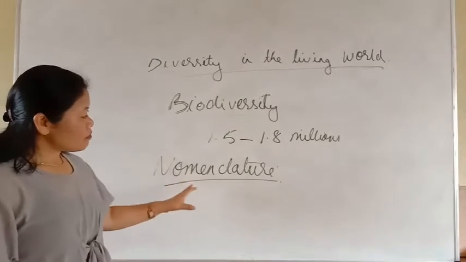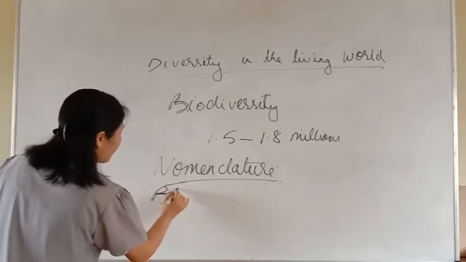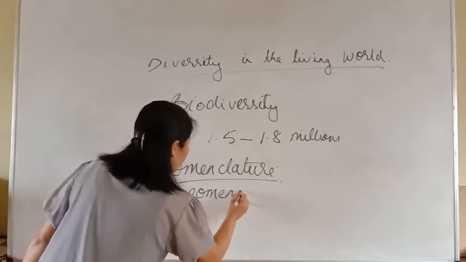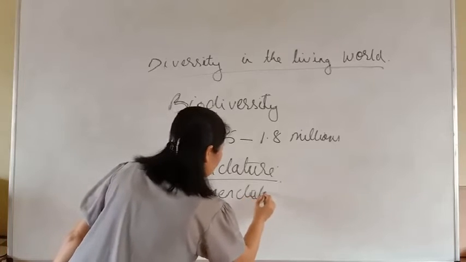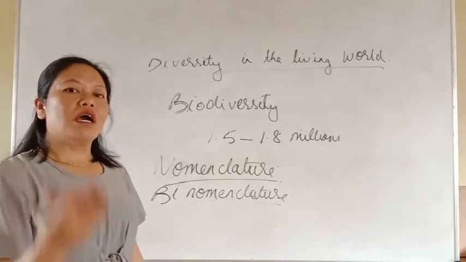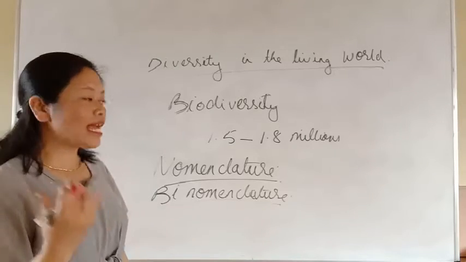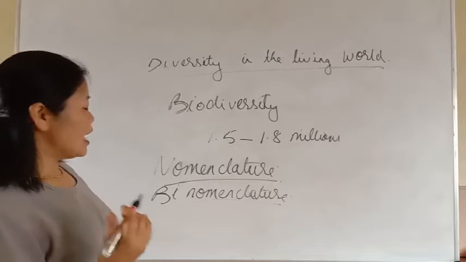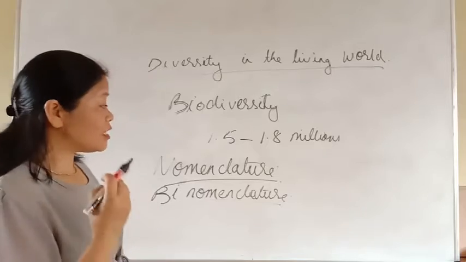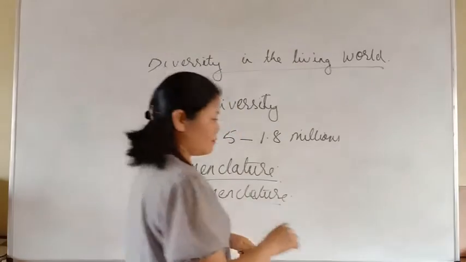Okay, so here there is another term, binomial nomenclature. Now, what is binomial nomenclature? Binomial nomenclature means having two words. Scientific names have two words, or we can say that it is a system of giving a scientific name to each organism, and it is represented by two parts.